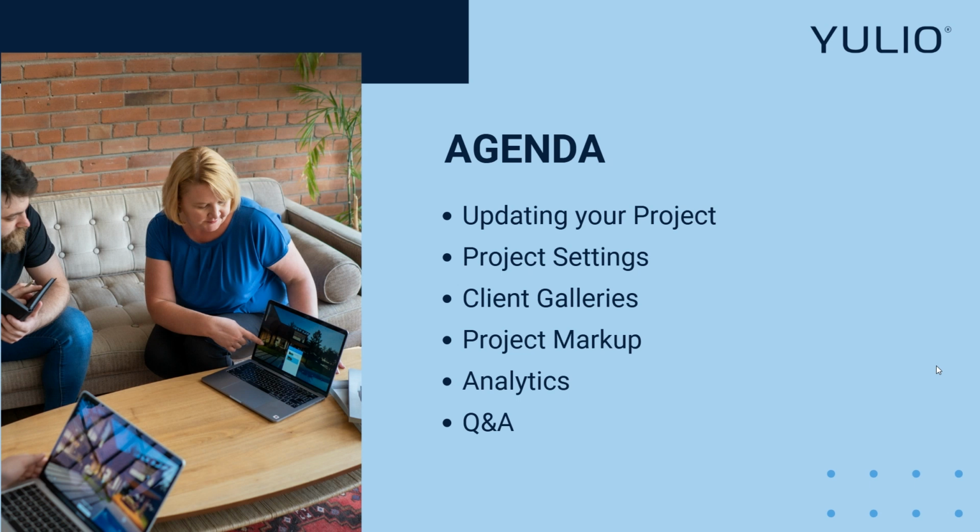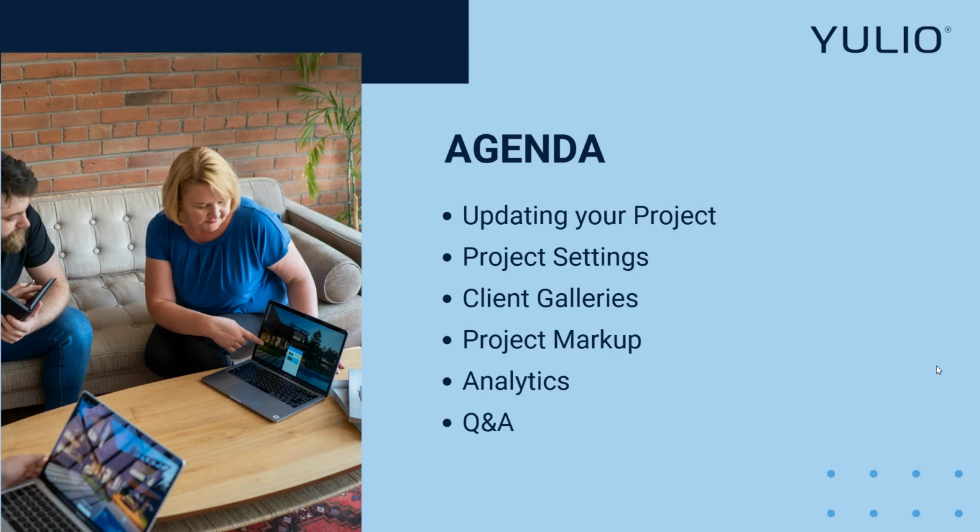So here's our agenda for today's session. We'll start off by going over some ways that you can update your project with things like scene options. We'll then take a look at some project settings that you can adjust. After that, I'll show you client galleries and some project analytics tools. And then we'll go over the project markup report and how to use project markup and live chat in Collaborate.